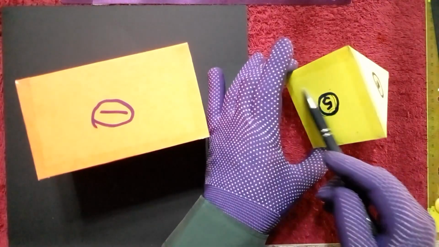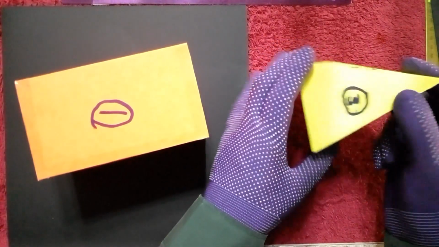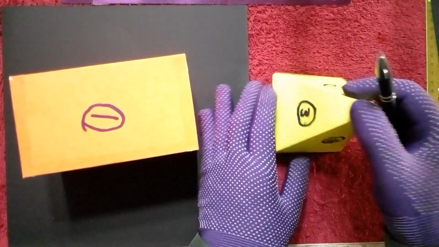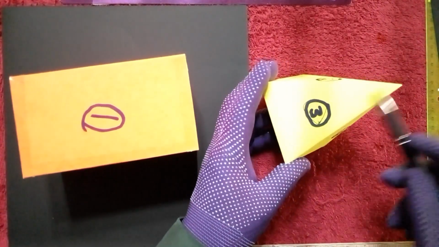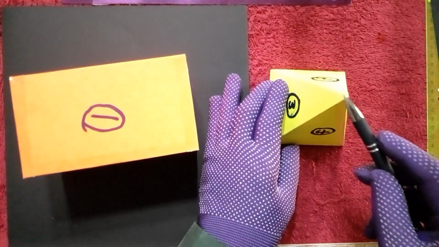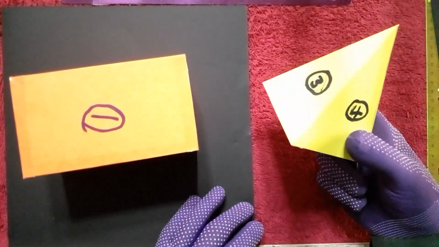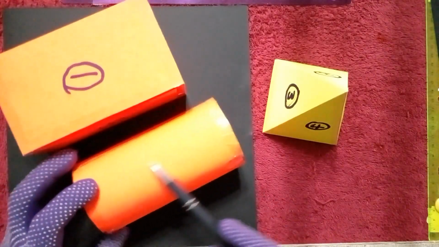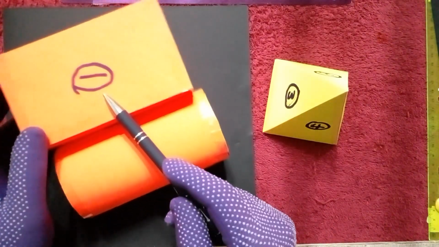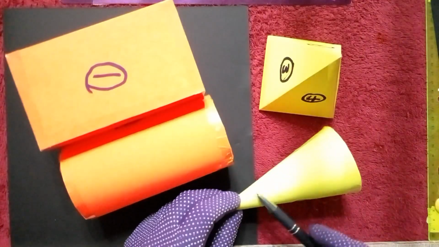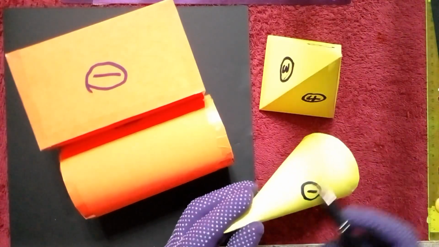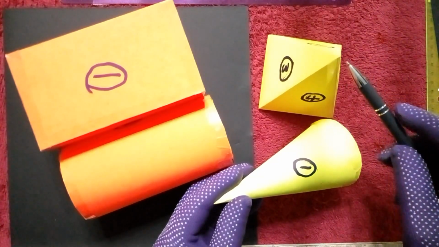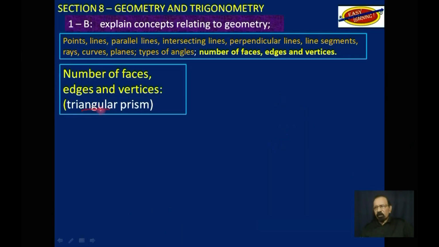This is a pyramid. You only have one rectangle down here. Rest it like that. The side faces are slanted triangles that all meet at the top here. Pyramid, prism. A cylinder is considered a special type of prism, and a cone is considered a special type of pyramid.